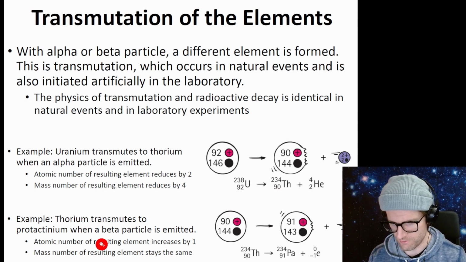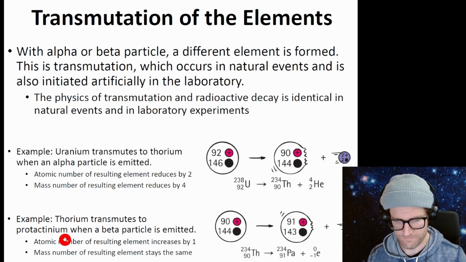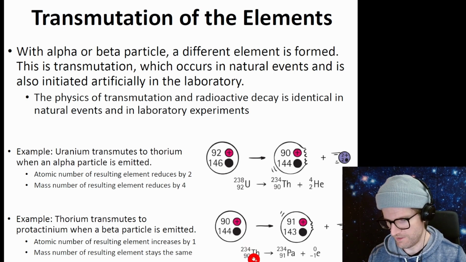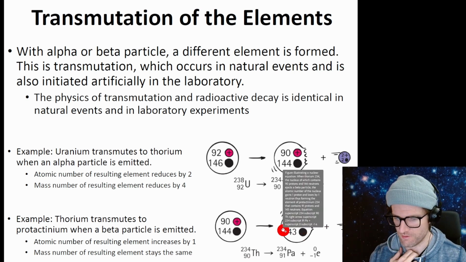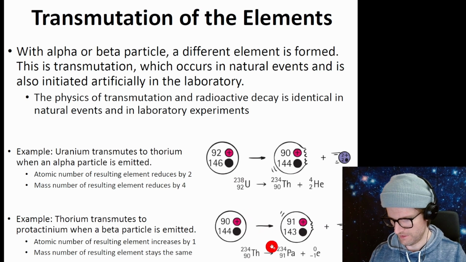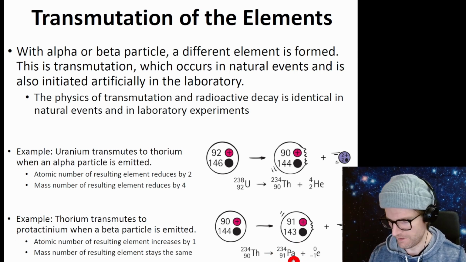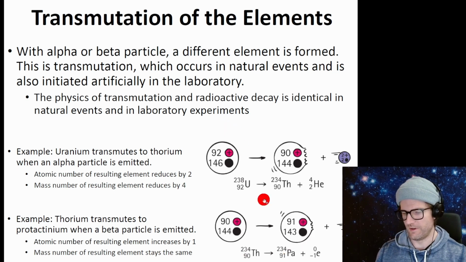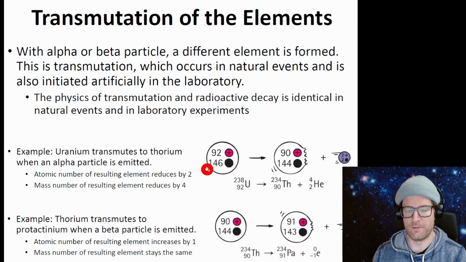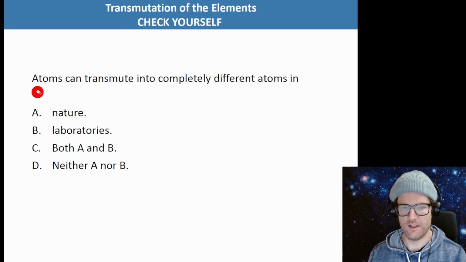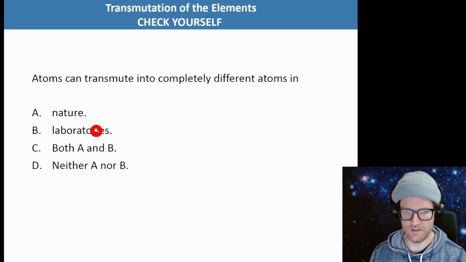Then thorium can transmute into protactinium when a beta particle is emitted. So we have thorium-234 emits an electron. One of the neutrons is converted to a proton. So we're left with protactinium with one more proton in the nucleus. So it went from 90 to 91, but the total mass stayed the same. Okay, and so that is a beta particle decay.